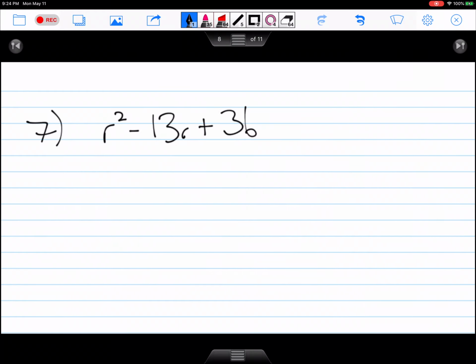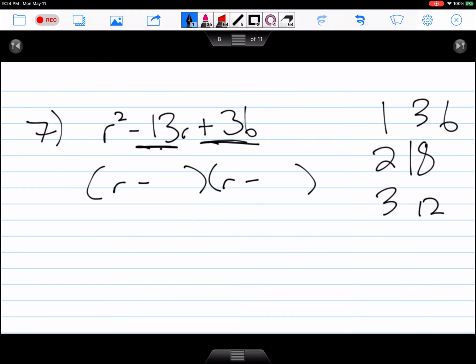Okay, here's that fun one again. Multiplies to be positive, adds to be negative. That means we need 2 negative binomials. These are my personal favorite. My factors, I got 1 and 36, 2 and 18, 3 and 12, 4 and 9, 6 and 6. So it has to add to be 13. I'm looking at that pair right there.